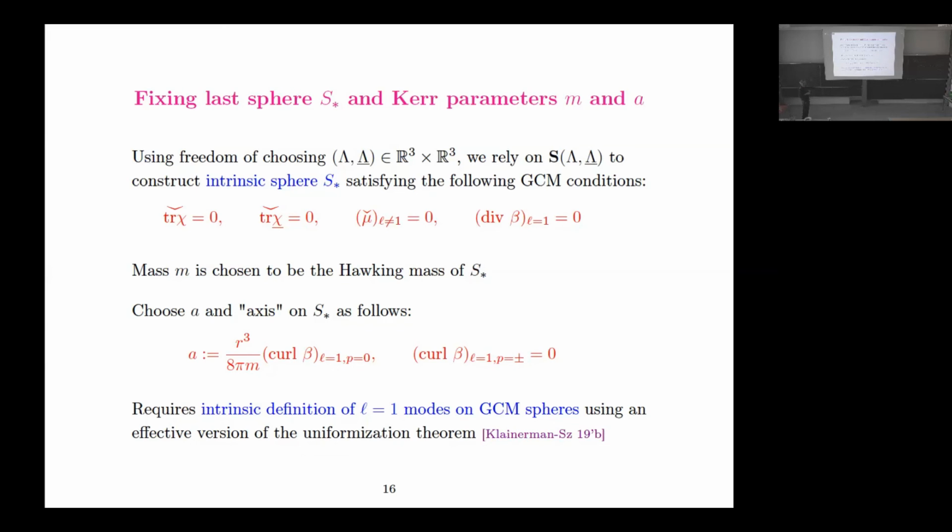And here, again, I want to insist on having only intrinsic quantities. There is something which is a priori not necessarily intrinsic to the sphere, which is how you define the L equal 1 modes. So you need an intrinsic definition of L equal 1 modes. For this, we use the uniformization theorem to pull back the L equal 1 modes by the uniformization map, but we need an effective version. Usually the uniformization theorem in the literature is about existence, but here we really need the stability of the uniformization map when you compare different spheres.